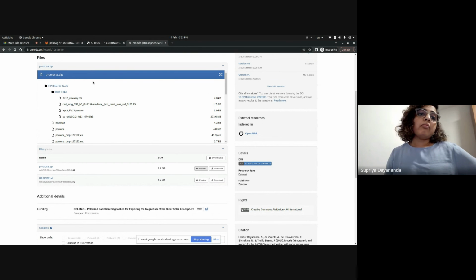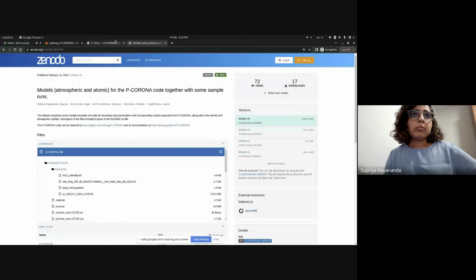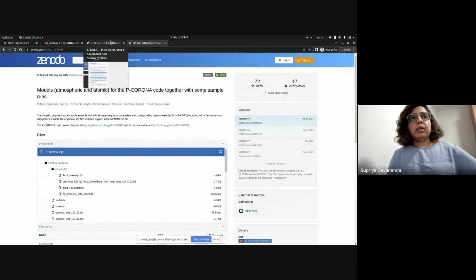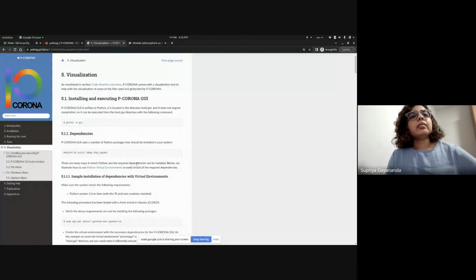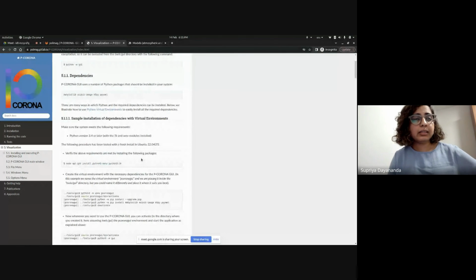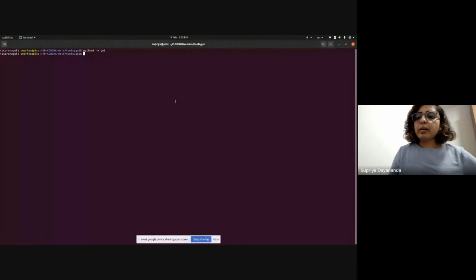And we plan to keep this updated every now and then when we have new results, so that you can reproduce them using CORONA. CORONA also comes with a graphical user interface, which can simply be used using Python.